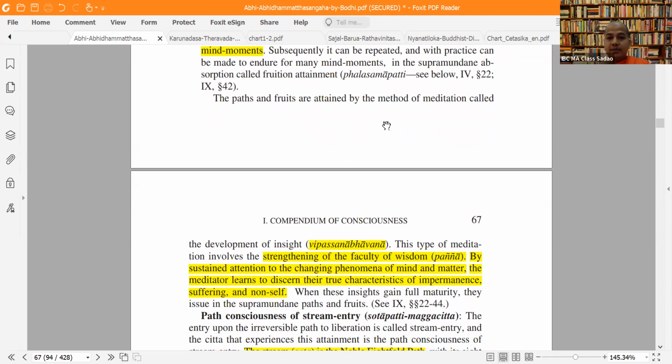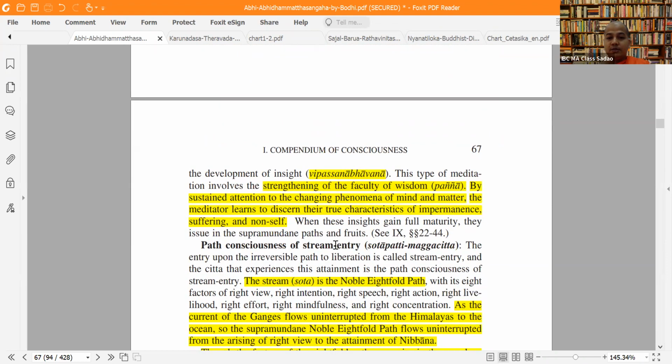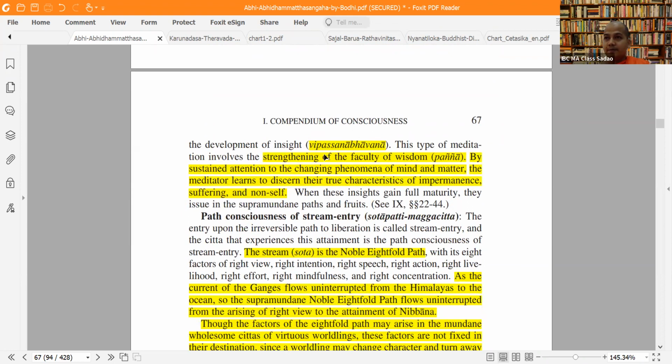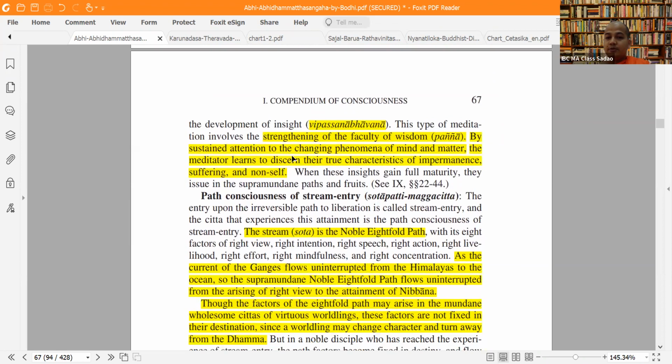The paths and fruits are attained by the method of meditation called the development of insight. So here you have the discussion of vipassana bhavana. What are the characteristics of this meditation? This type of meditation involves the sharpening of the faculty of wisdom. So here the focus is not ekagata. You see, earlier we have been talking about the ultimate development, the final development of ekagata, one-pointedness of mind. Here, the focus is sharpening the wisdom faculty.